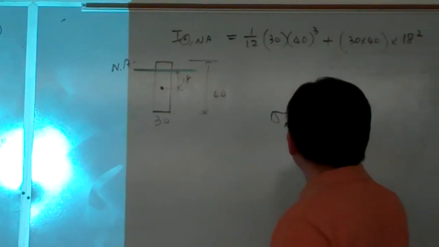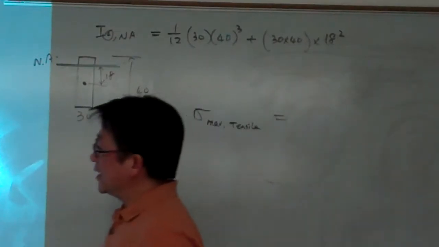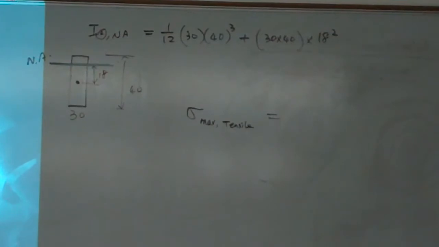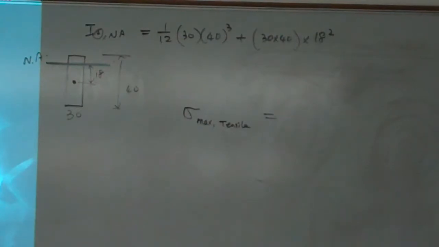Tensile stress. Again, the tensile happens above, for this case, above the neutral axis. And where is the maximum tensile? Every point on the top, which means we choose the location where it gives us the largest value of y.